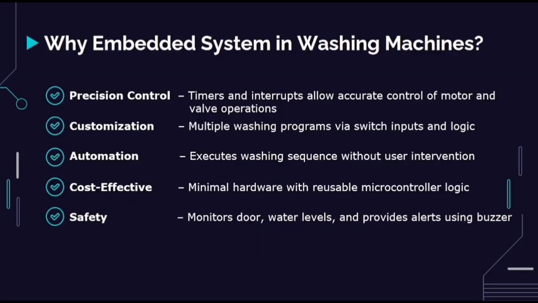So here we have a question: why embedded systems in washing machines? For precision control, timers and interrupts allow accurate control of motor and valve operations. Customization, that is multiple washing programs via the switching inputs and logic. Automation, it executes a washing sequence without user intervention. Cost effective, it is a minimal hardware with a usable controller logic. Safety, it monitors doors, water levels, and provides alerts using the buzzer.